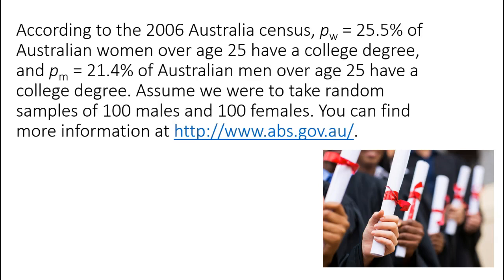For the scenario below, determine if the sample size is large enough for the central limit theorem to apply. If the sample size is large enough, compute the center of the sampling distribution and fill out the formula for the standard error. First, we will check our sample sizes. The problem states, according to the 2006 Australian Census, pW equals 25% of Australian women over the age of 25 have a college degree, and pM equals 21.4% of Australian men over the age of 25 have a college degree. Assume that we would take random samples of 100 males and 100 females.